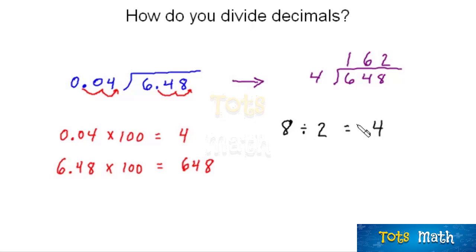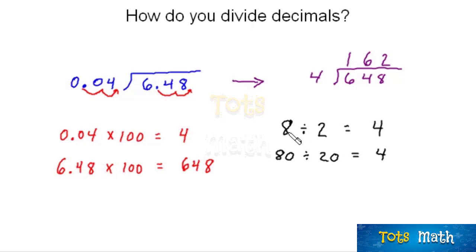Now, what would happen if we increased the dividend by a factor of 10? Well, 8 times 10 is 80. And let's also increase the divisor by a factor of 10. 10 times 2 is 20. Now the question is, how many groups of 20 are in the number 80? Well, since we increased each number by the same factor, our answer stays the same. There are 4 groups of 20 in the number 80.